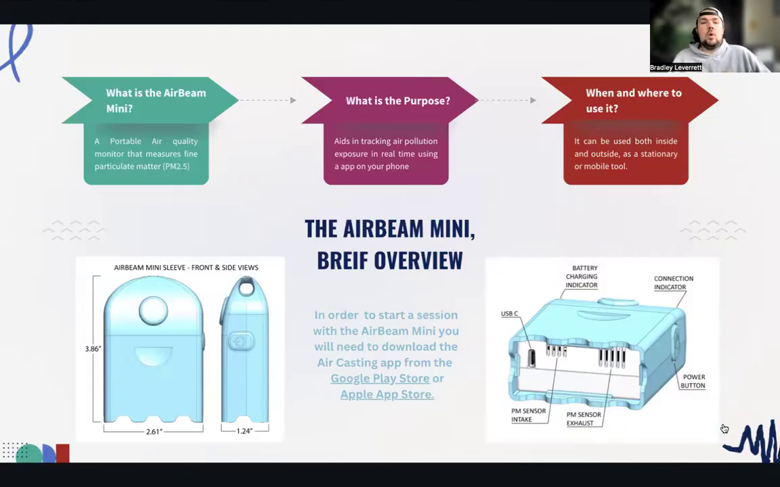So to get us started, what is the AirBeamMini? It's a portable air quality monitor that measures fine particulate matter. It's a finer kind of pollution that not all monitors look for, but this one really specializes in it. What is the purpose of it? It aids in the tracking of air pollution exposure in real time using an app on your phone.